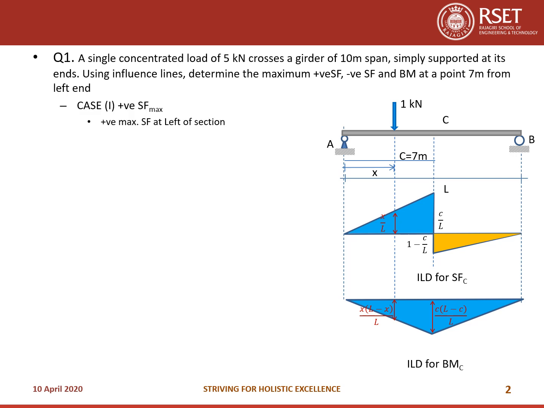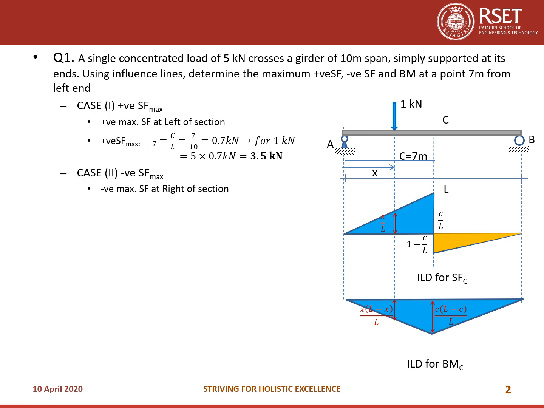So where will be the positive maximum shear force? Positive maximum shear force will be at the left of the section, immediately left to the section, which is equal to C by L. So that is equal to 7 by 10. C is 7 and L is 10, so 0.7 kilonewton. This is for 1 kilonewton force, so for 5 kilonewtons it will be 5 into 0.7, which is 3.5 kilonewtons.